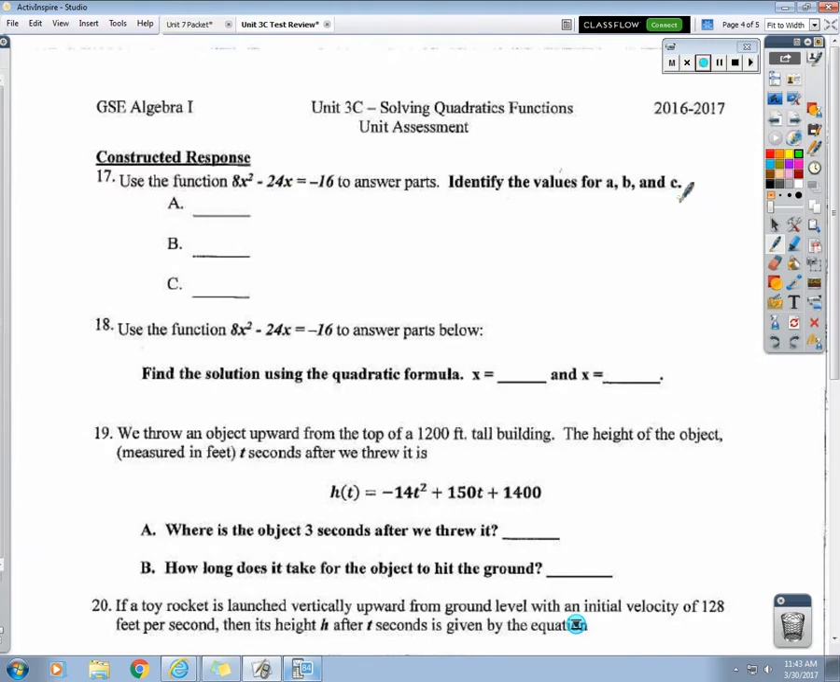Number 17, use the function 8x squared minus 24x equals negative 16 to answer both parts. Identify the values for A, B, and C. What's the A value? What's the B value? What's the C value? Positive 16. And why is it all of a sudden positive? Right, because to get this set equal to 0 for the quadratic formula, you would have to add it back over, making it positive 16.